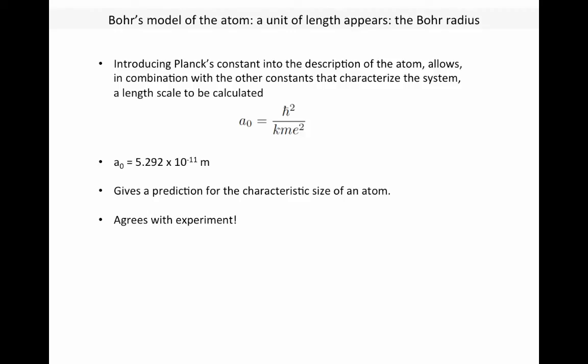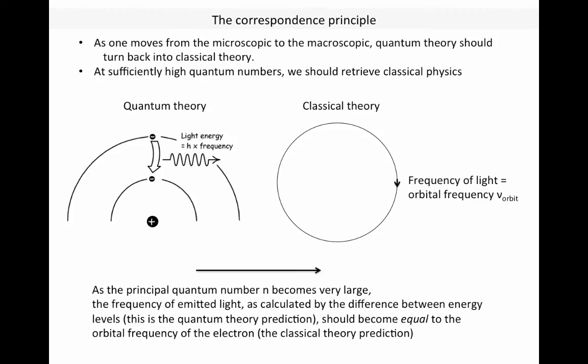By the 1910s, we were able to estimate the characteristic size of atoms from experiment, and we find that it agrees well with the predicted size from Bohr's model. So this is a second victory for Bohr's model of the atom, another place where it agrees with experiment.